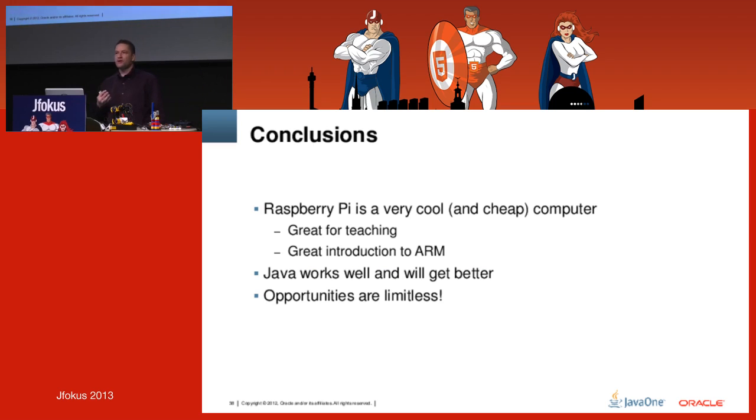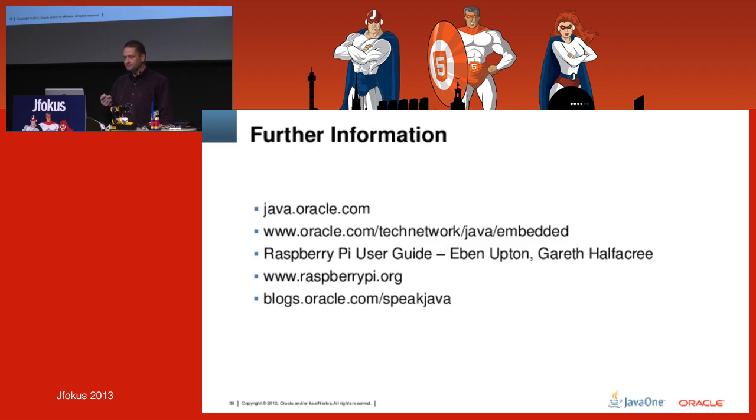So the Raspberry Pi is a very cool, very cheap computer. Great for teaching, great as an introduction to the ARM architecture. Java works pretty well, it's getting better. We have tested it, we've got support for it, and really the opportunities are pretty limitless in terms of what you can do. Certainly if you look on the web and you search for what people have done with Raspberry Pis, it's just amazing to see all the different things that are going on.